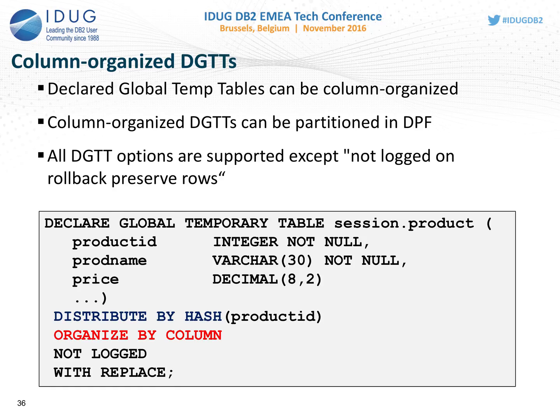Okay. And all of the different options like logged, not logged, etc. for DGTTs are supported, except this one combination, which is not logged on rollback preserved rows. So this is the one combination of options that is not allowed for column organized declared global temp tables.